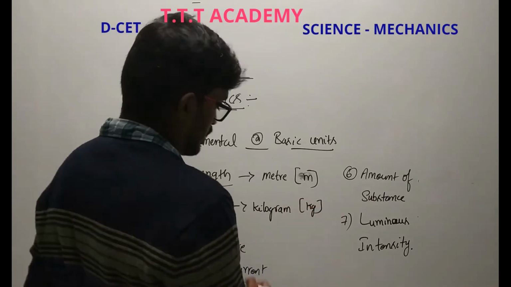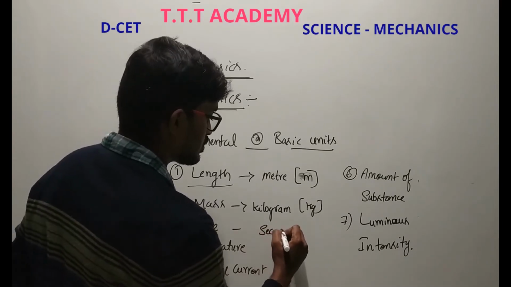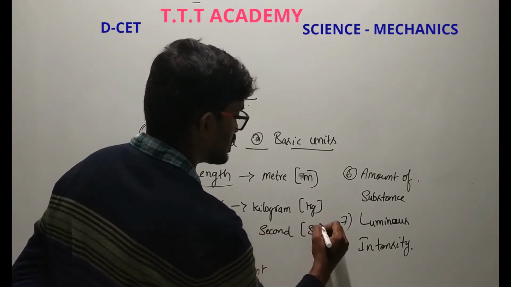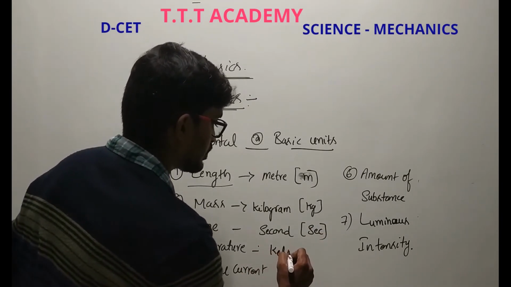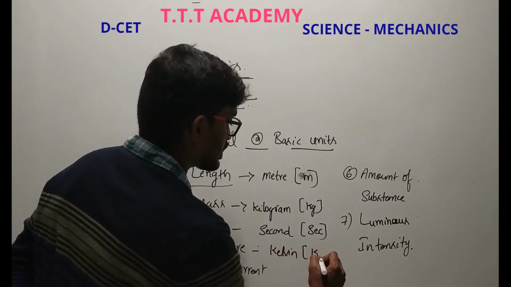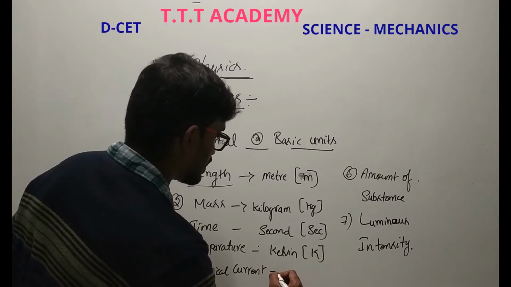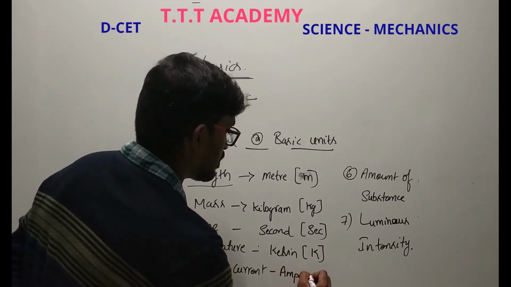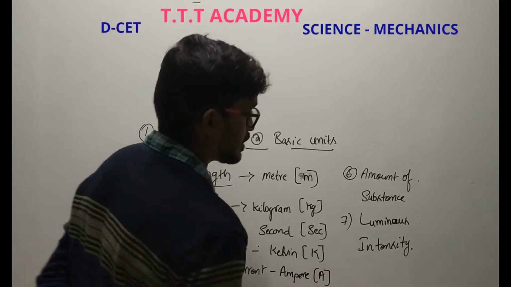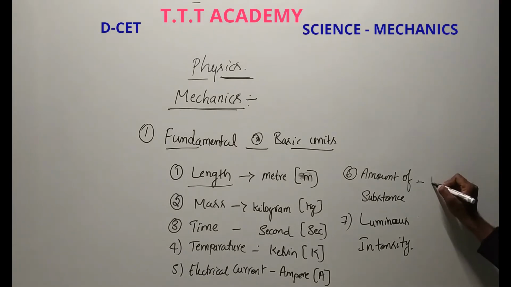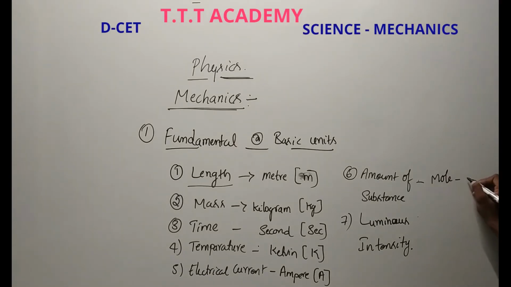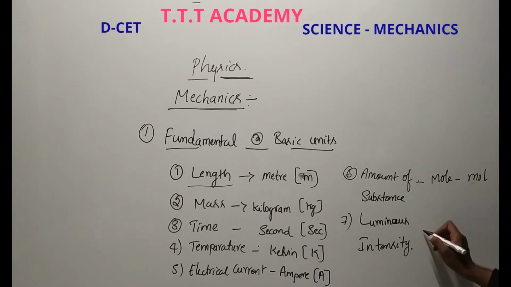And the third one is time, in second. You have to measure it in second, symbol s. And temperature is taken in Kelvin, with symbol K. And then electric current is ampere, indicated by capital A. The amount of substance is indicated by mole, unit symbol mol. And then luminous intensity you have to measure by candela, symbol cd.